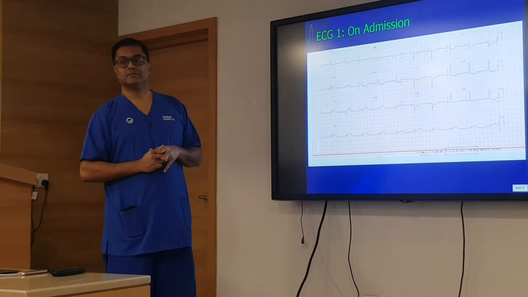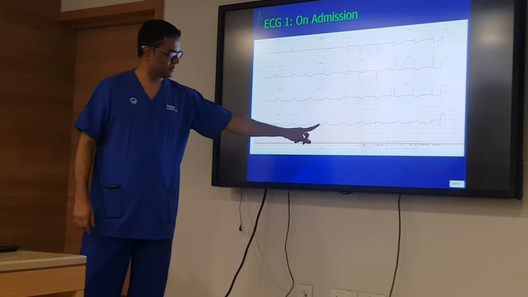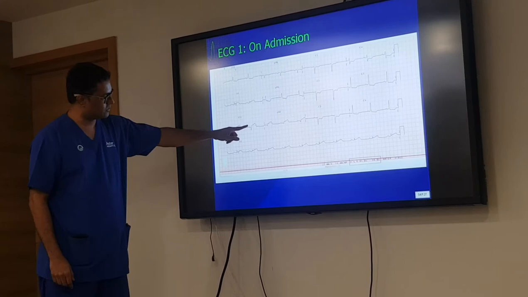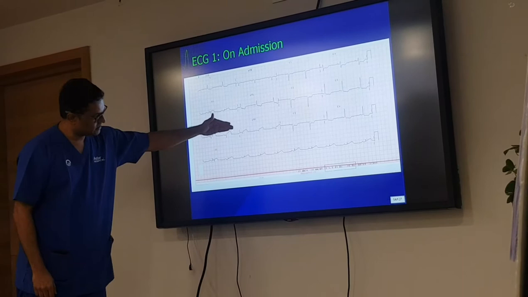No. Who said no P waves? You. What are these? P waves, no? So this is a QRS. Yeah, there are P waves. You're right, ST elevation. Remember I told you about the ST segment, the S to the T wave. This is the ST segment. Can you see? It's above the baseline. So this is ST elevation.